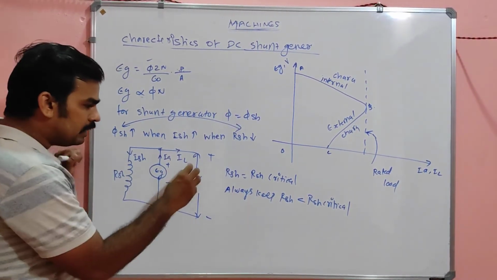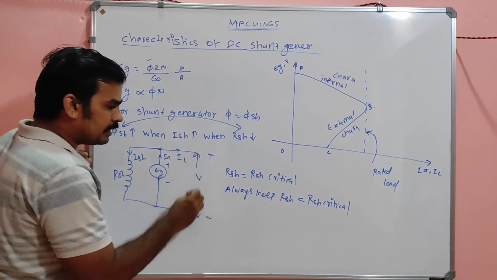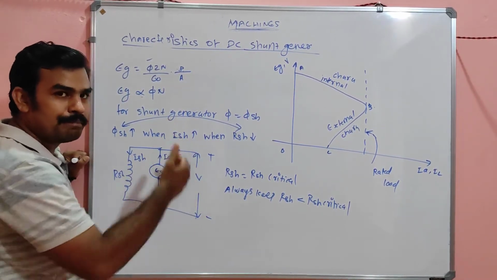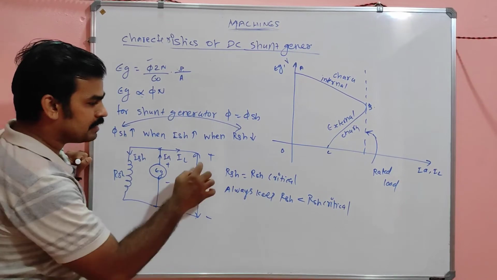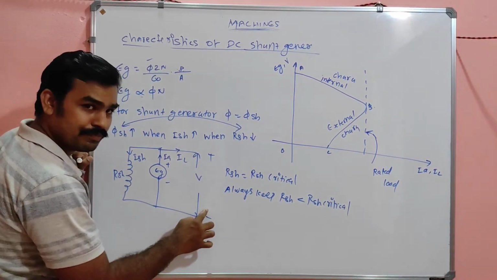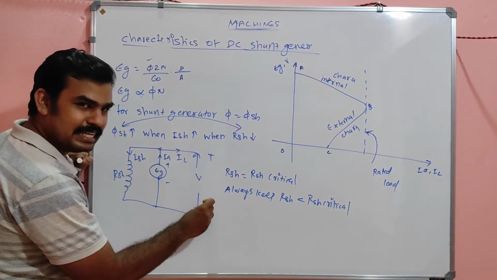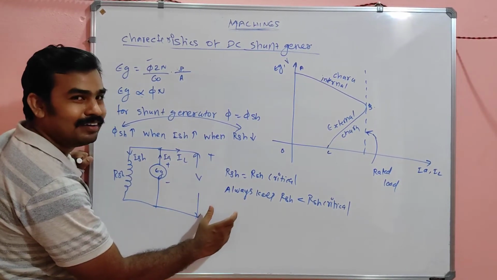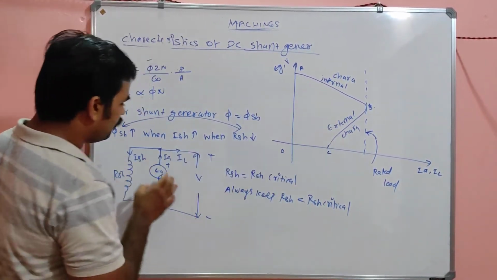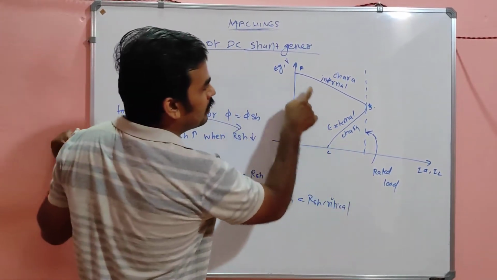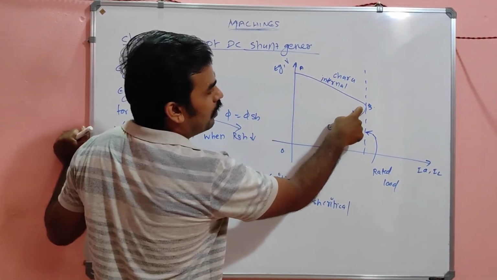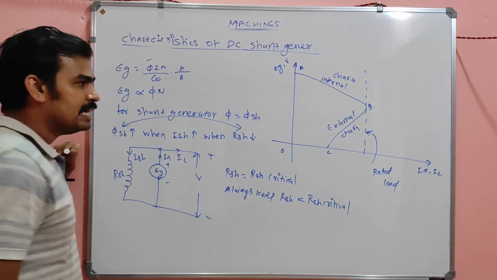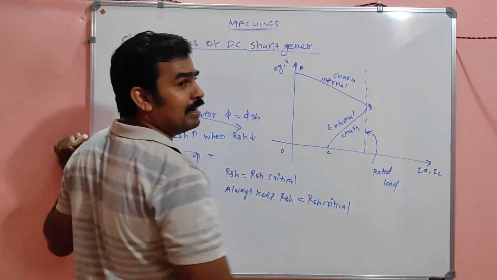So if you increase the load here, what happened? The current absorbing capability will increase. Suppose here it is a resistor, its resistance value is slowly decreasing. That is the meaning of increasing load. So the terminal voltage will fall. If you increase the load current, the terminal voltage falls.